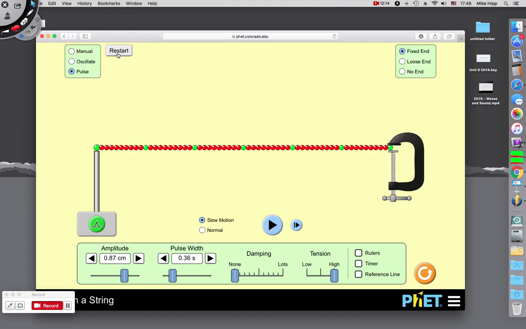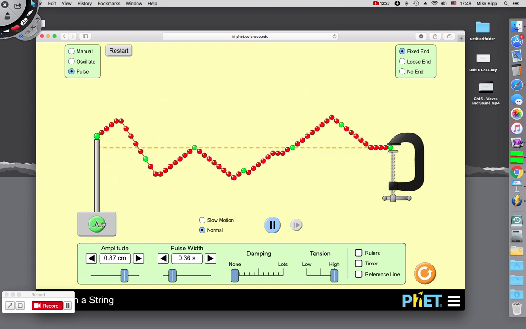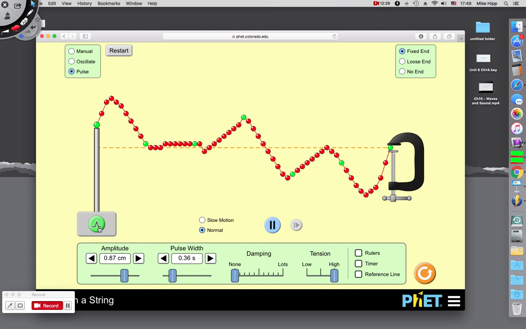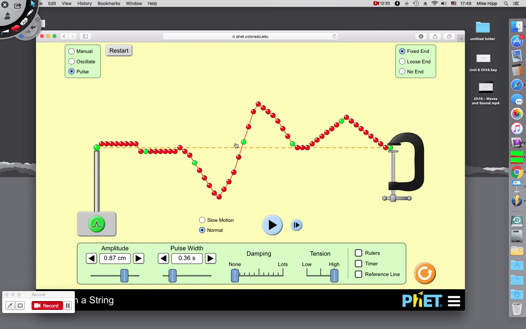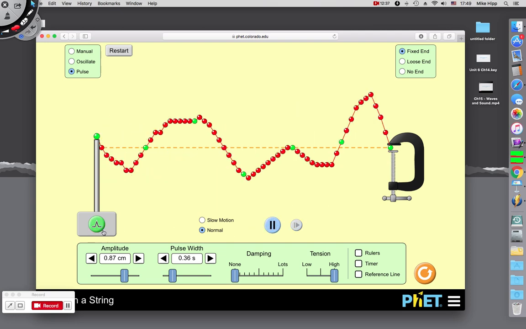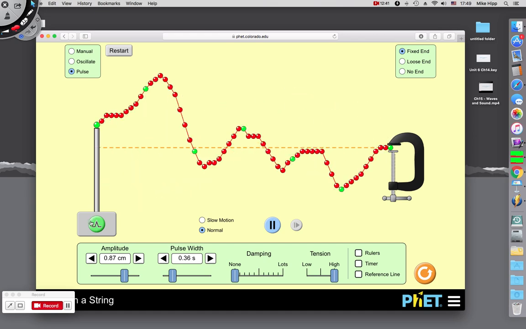Okay. Restart here. I'm going to turn it on oscillate. Actually, I'm going to do it on pulse. And I'm going to turn off the slow motion so I can have some fun here. And let's send some more pulses. Oh, I'm sending tons of little pulses down here. And right now I have four or five different waves traveling back and forth. But you no longer see those waves, right? You see just a mess.